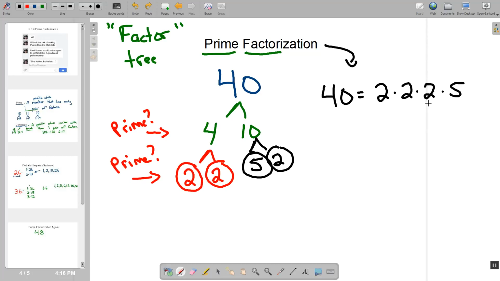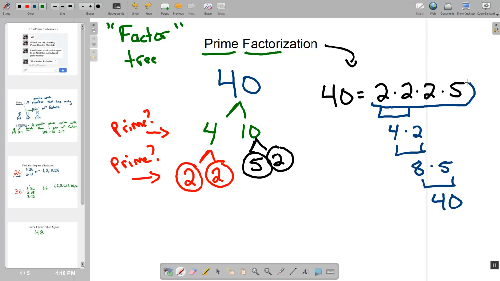And you can write this in any order. It does not matter. And we know that this works because we can re-multiply out our problem. This is 4. 4 times 2 is 8. 8 times 5 is 40. All of these numbers are prime. Therefore, this is the prime factorization. So every number is prime. It multiplies out to get the number that we started with.